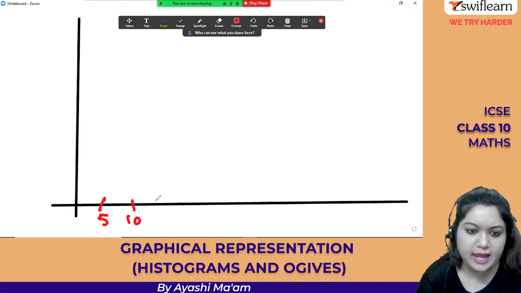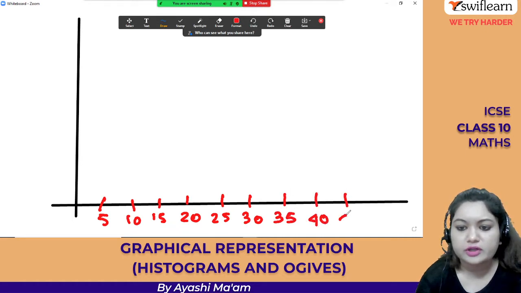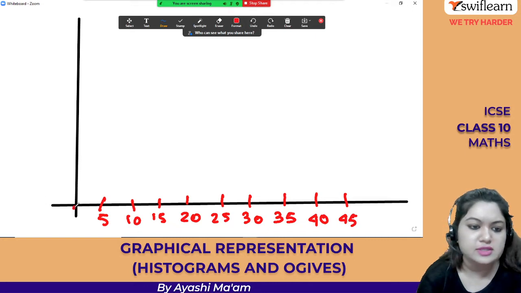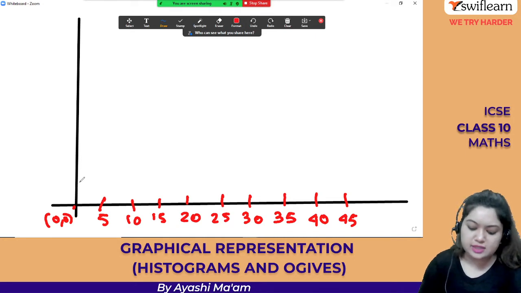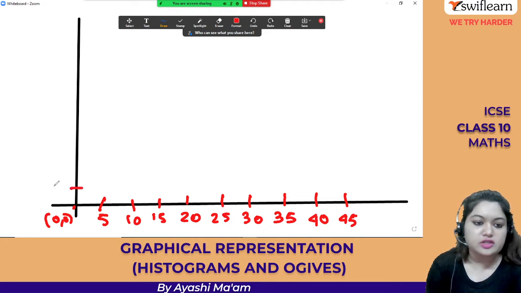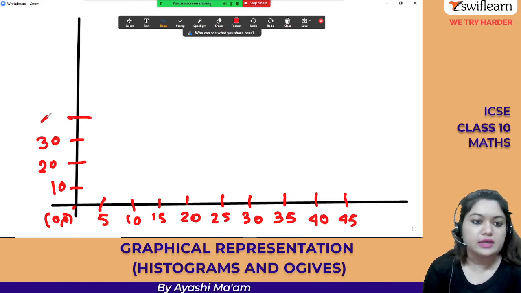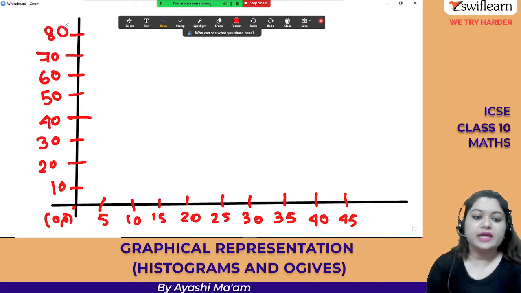Then this can be your 10, 15, 20, 25, 30, 35, 40, 45. Okay, and this is your 0 point. And on the y axis, our highest cumulative frequency is still 74. So here we can take intervals of 10, like 10, 20, 30, 40, 50, 60, 70, and then 80.